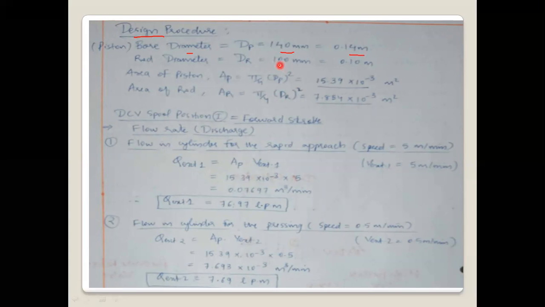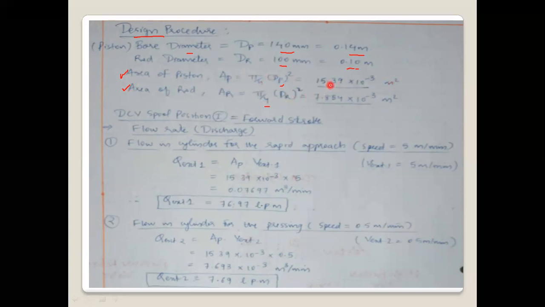Then rod diameter is 100 mm. So in SI unit, it will be 0.10 meter. Okay, so calculate the area of piston, then area of rod. Area of piston is equal to pi by 4 dp square. Then area of rod will be equal to pi by 4 dr square.